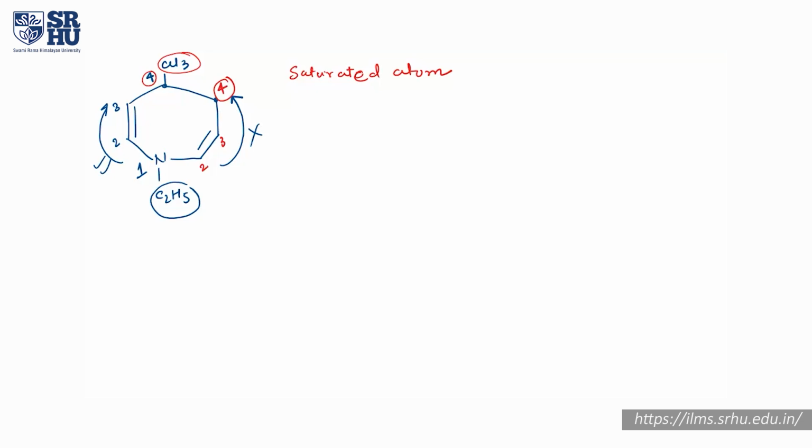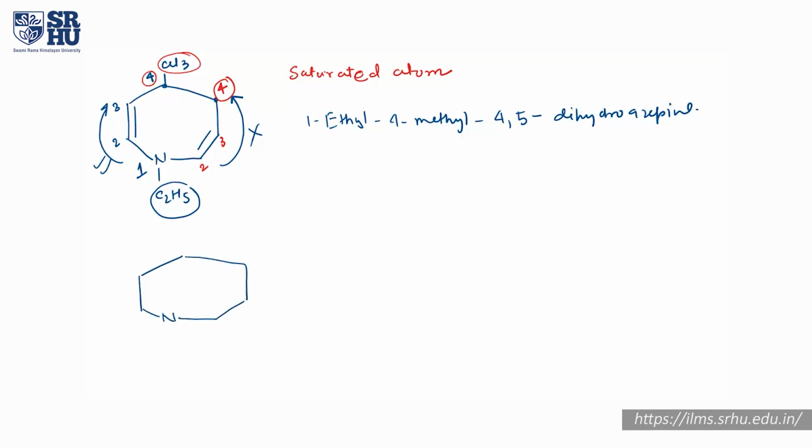So the name of this structure will be 1-ethyl-4-methyl-4,5-dihydroazepine. Okay, let us take one more example, a final example. Let's say we have only one double bond over here, with C2H5 attached to the nitrogen and CH3 attached to here. Now what will be the nomenclature in this case?